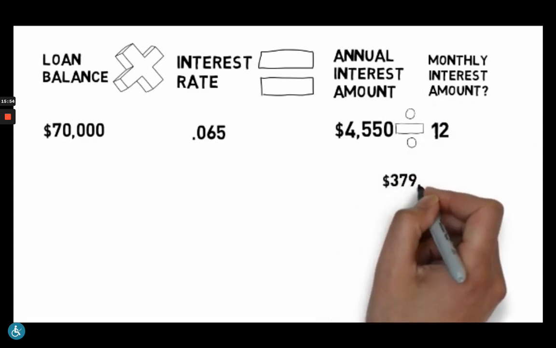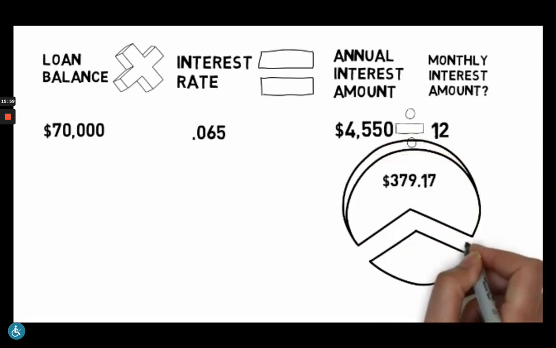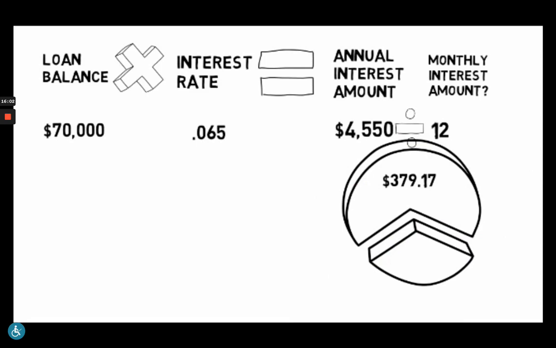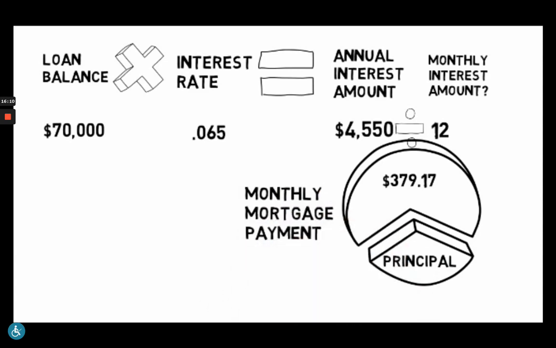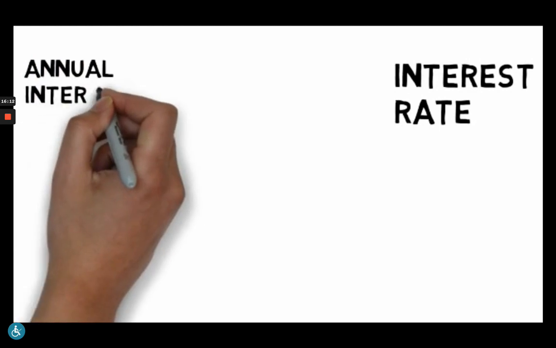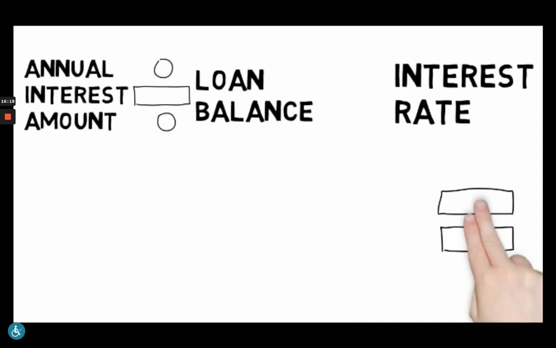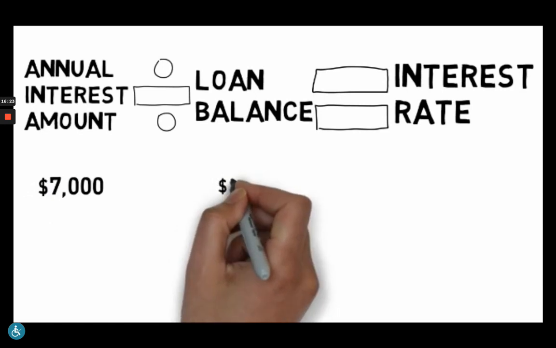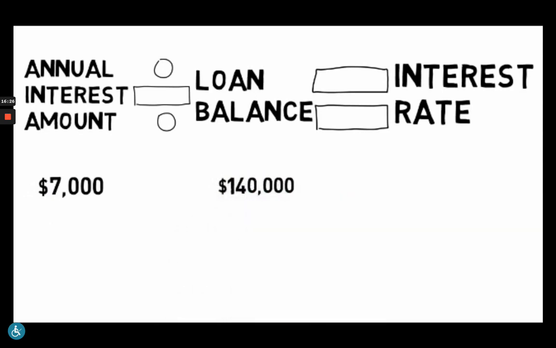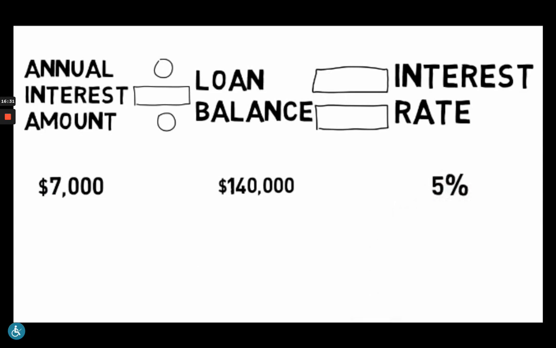So for our scenario, $379.17. Remember, interest is only part of the total monthly payment. Principal is another part of it. And, as we said, taxes and insurance may be parts of the payment as well. You can flip this formula to calculate the interest rate if needed. To do that, you're going to take the annual interest amount paid and divide it by the loan balance. So, if you've got a seller that paid $7,000 in interest and has a balance of $140,000, they're paying an interest rate of 0.05 or 5%. You'll find these formulas and others on your real estate math cheat sheet.